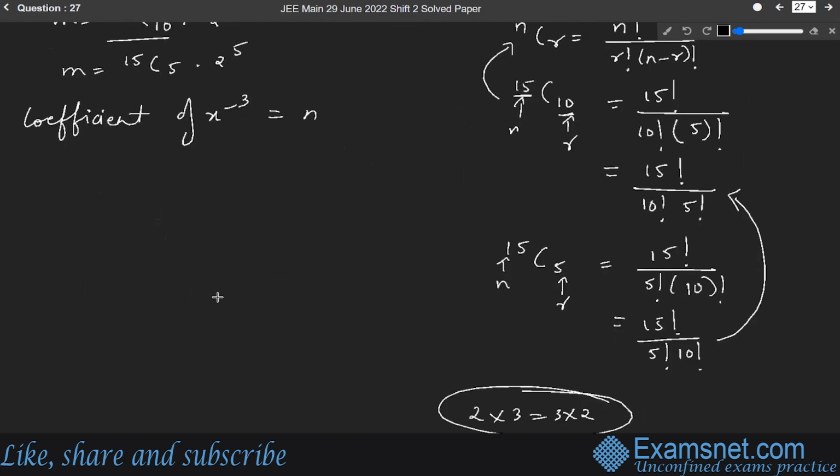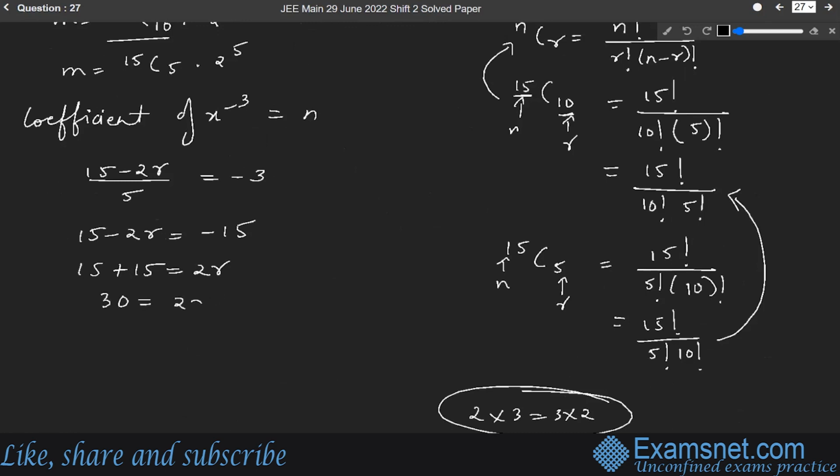So what is the power of x? We have 15 minus 2r divided by 5. So this should be equal to minus 3. In this case only, the coefficient of x power minus 3 will be equal to n, right? So now let us cross multiply. So it will be 15 minus 2r is equal to 5 into minus 3, which is minus 15. So 15 plus 15 will be equal to 2r. When the elements go from left hand side to right hand side, the sign is changed. So 15 plus 15 is 30. 30 is equal to 2r. So here r will be equal to 30 by 2. What is 30 by 2? 15.